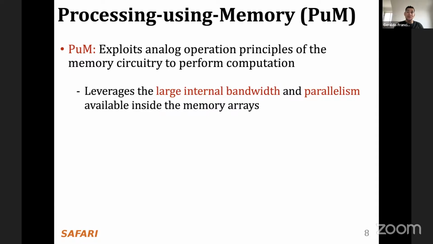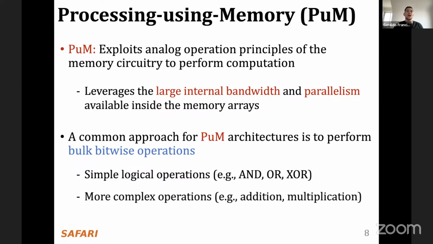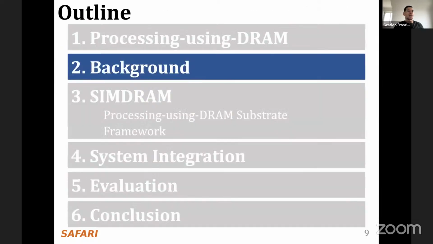Since processing using memory architectures operate directly in the memory arrays, they benefit from the large internal bandwidth and parallelism available inside the memory arrays themselves. A common approach for processing using memory architectures is to make use of bitwise operations. As I'm going to introduce next, prior work shows that we can follow a similar approach as RowClone to implement simple logic operations like AND, OR, and XOR operations, and to some extent implement some limited complex operations like addition or multiplication.